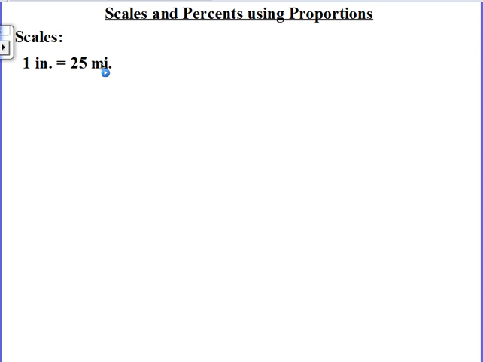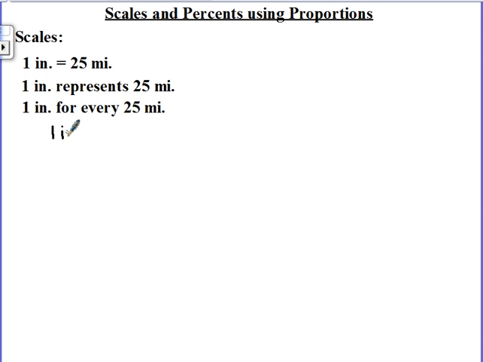1 inch equals 25 miles, 1 inch represents 25 miles, 1 inch for every 25 miles, but they all represent the same ratio. The ratio that they represent is comparing 1 inch to 25 miles. I can also see a scale like this.